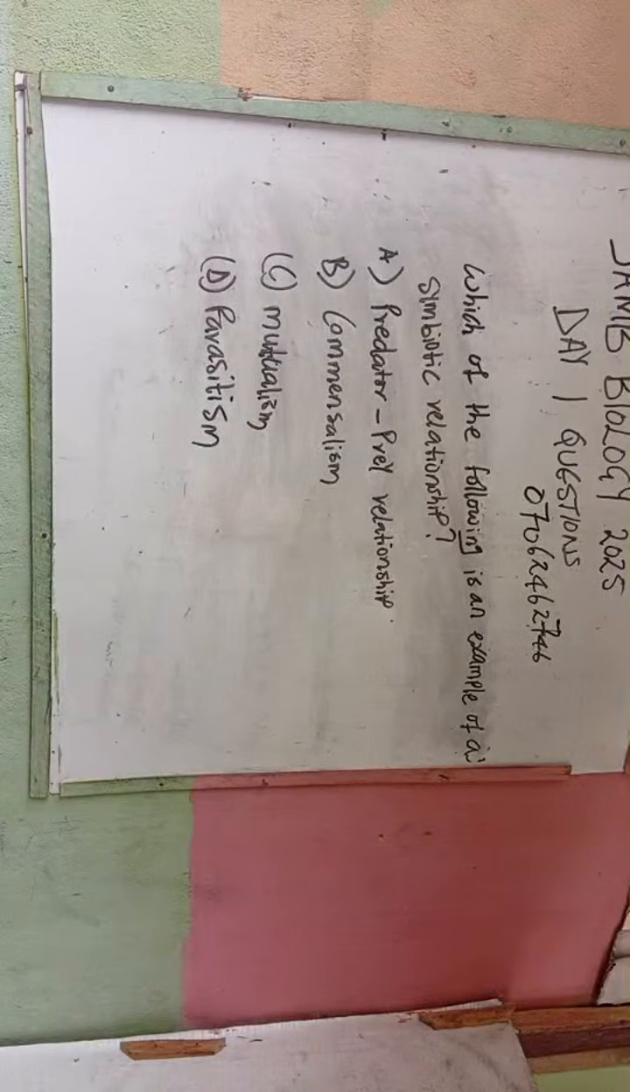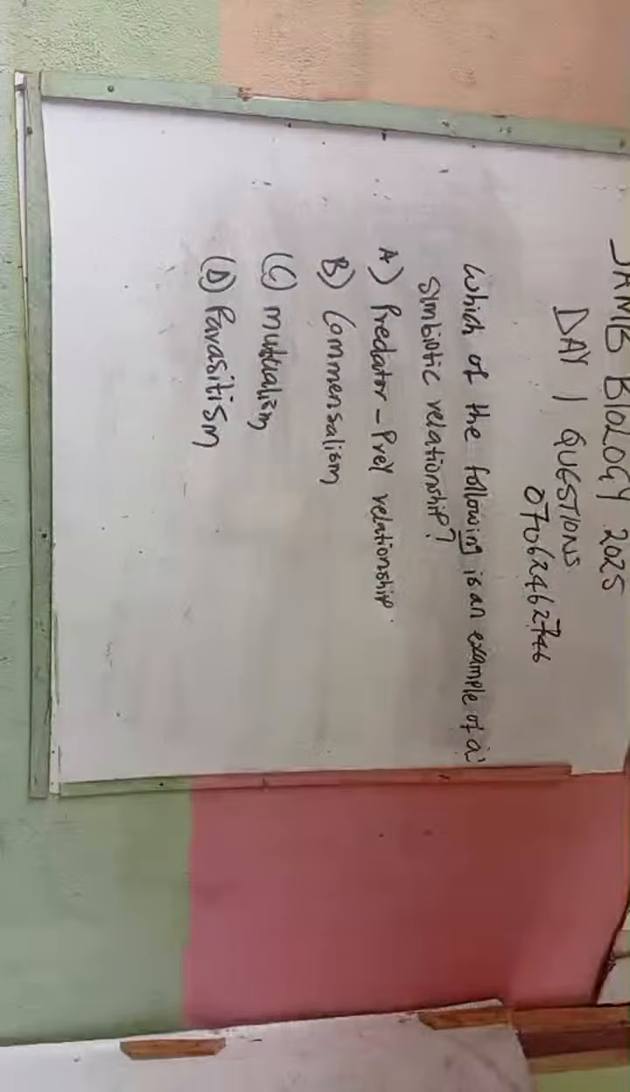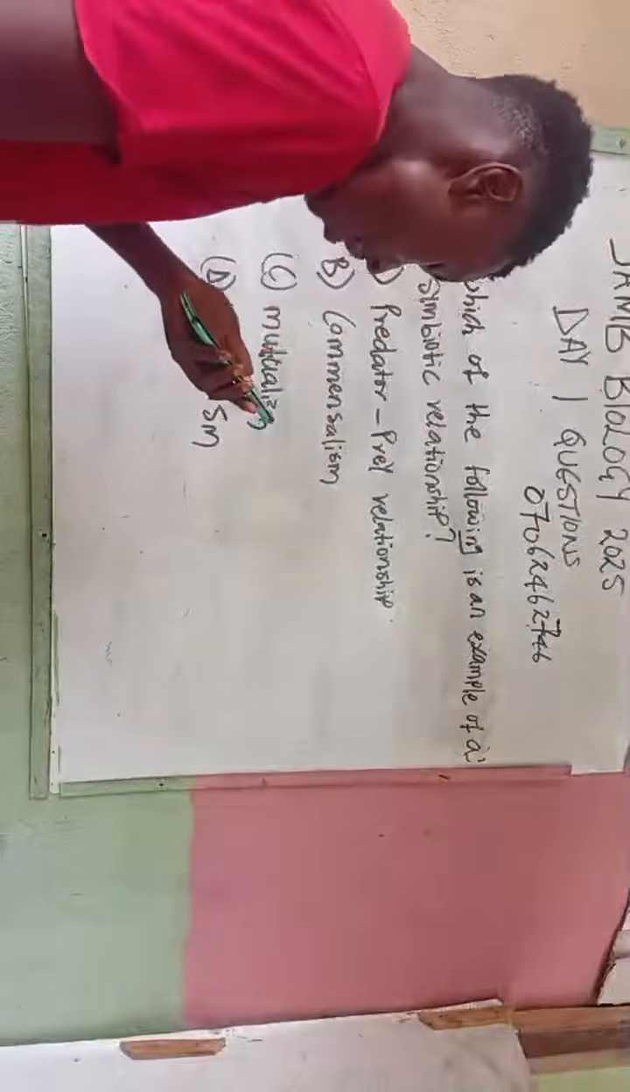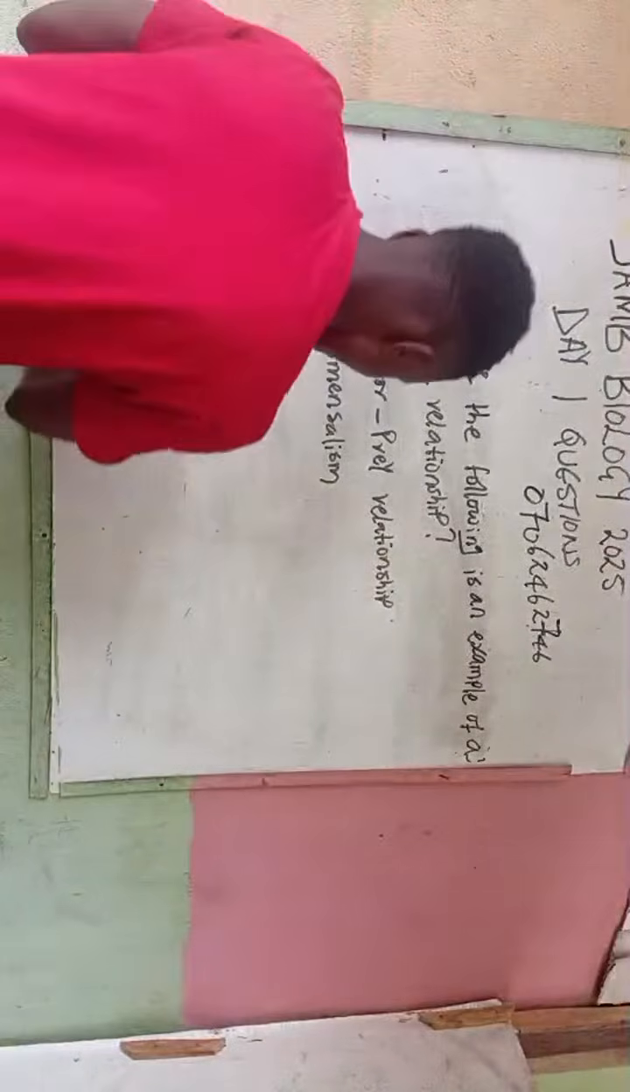So an example of a symbiotic relationship is mutualism. Mutualism is a type of feeding relationship where each of the organisms tends to benefit from each other. The next question we have here is, what is the term for the maximum number of organisms that an environment can support?